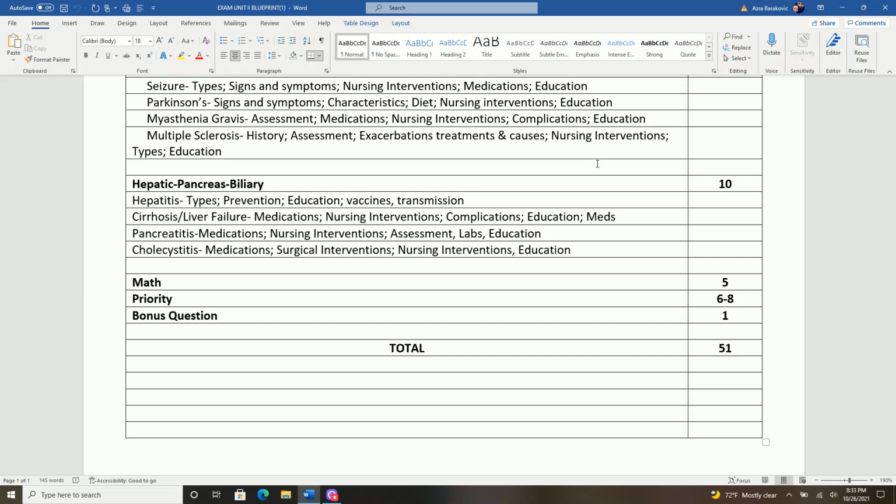Pancreatitis. Okay, pancreatitis, so this is inflammation of the pancreas. So the big thing here is the pancreas is actually digesting itself, which is kind of crazy.